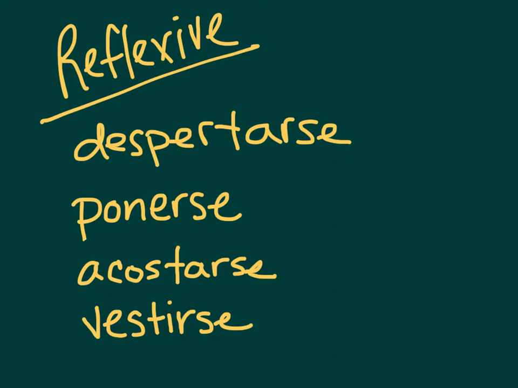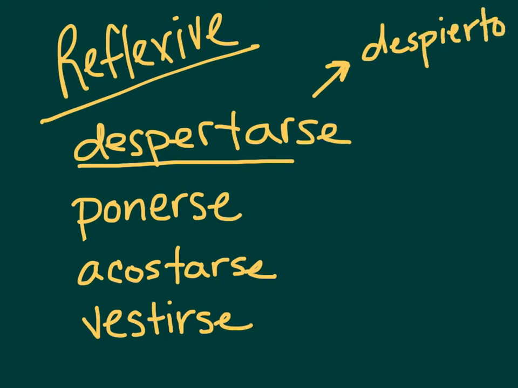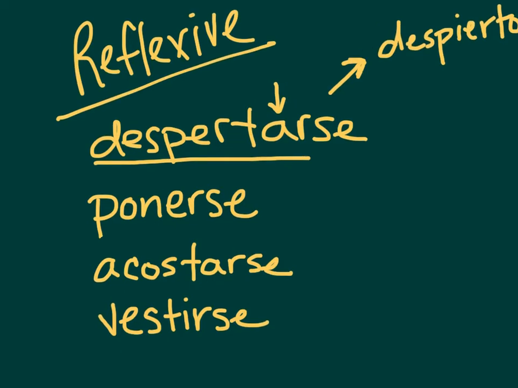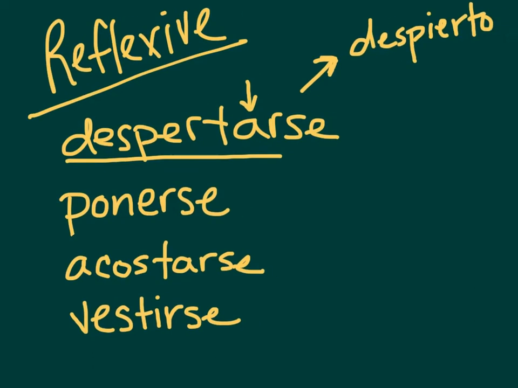Okay, despertarse, wake up. Let's wake up early, for example, is a command that you might give someone else. Or let's wake up late. So first we have to conjugate despertar, which in yo form is despierto. Okay, despierto. It is an AR verb, which means what we're going to do in the nosotros form is go back to the original stem, okay?